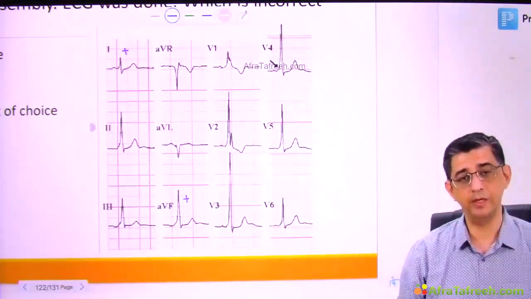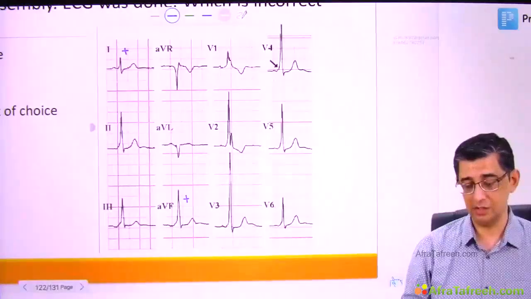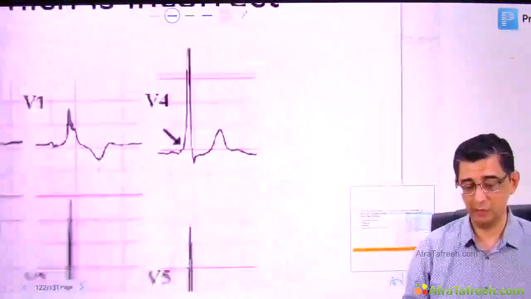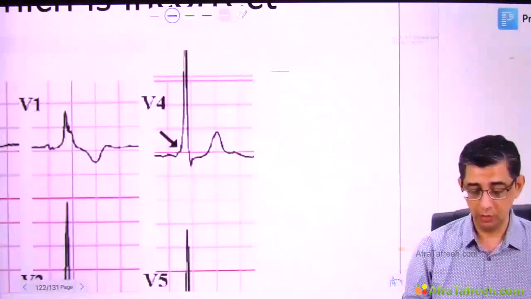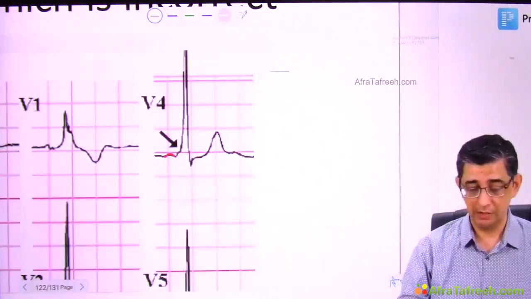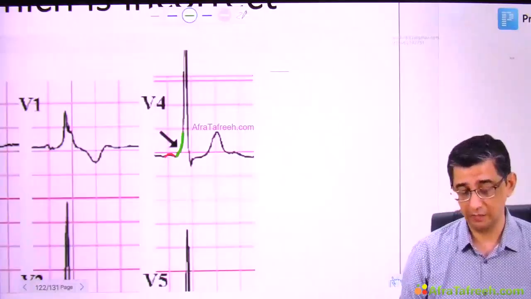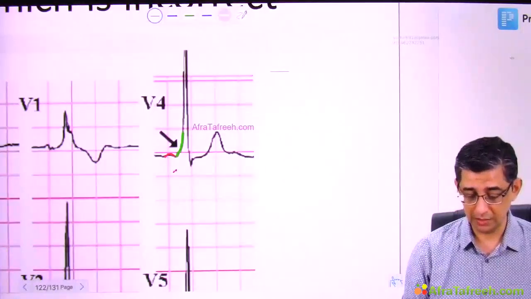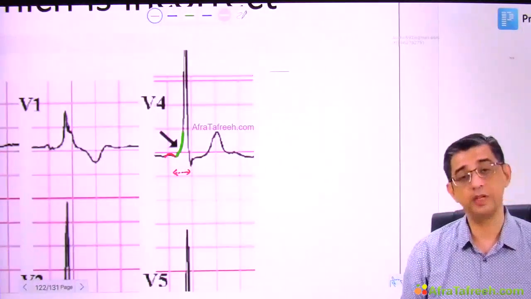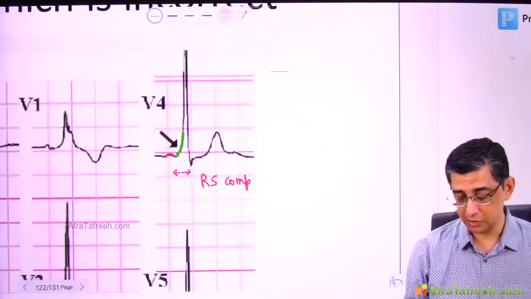Heart rate cannot be commented on because this is not a contiguous strip, but to aid you in the diagnosis, he has definitely put an arrow. So let's zoom into this area. You will notice that the moment the P wave finishes, there is no Q wave present. There is a slurred upstroke present here, which is what we call a delta wave. And you can also notice the slight prolongation of the RS complex. I did not use the word QRS complex because there is no Q wave present.